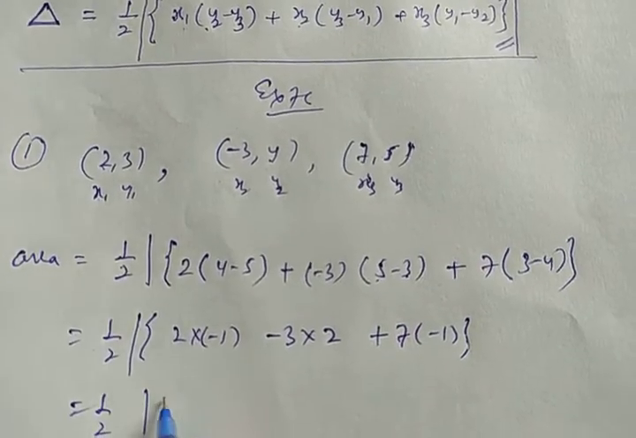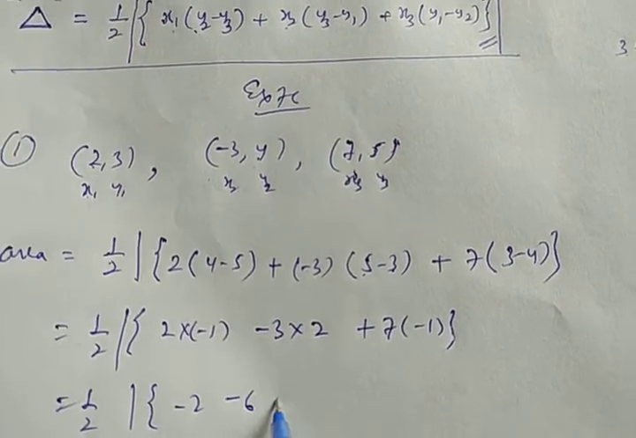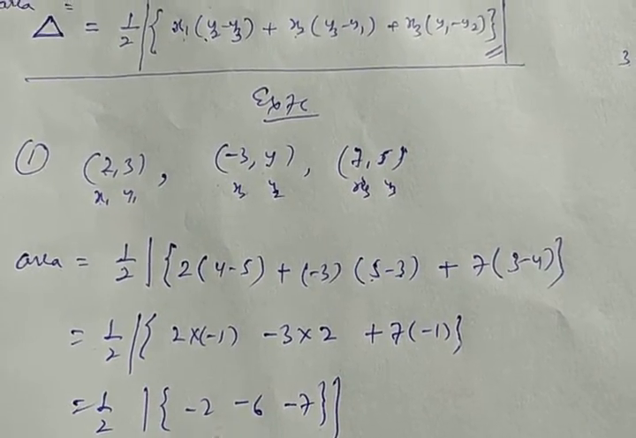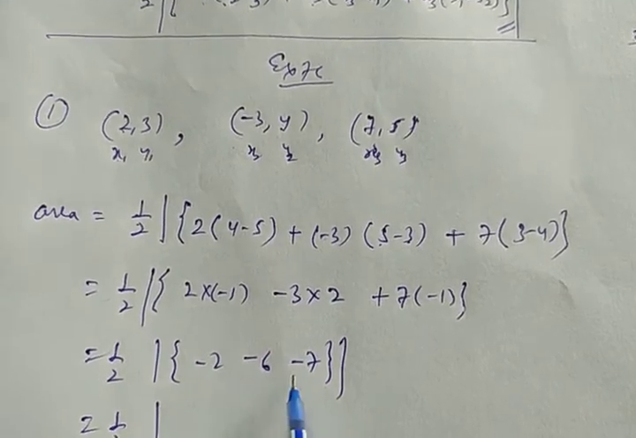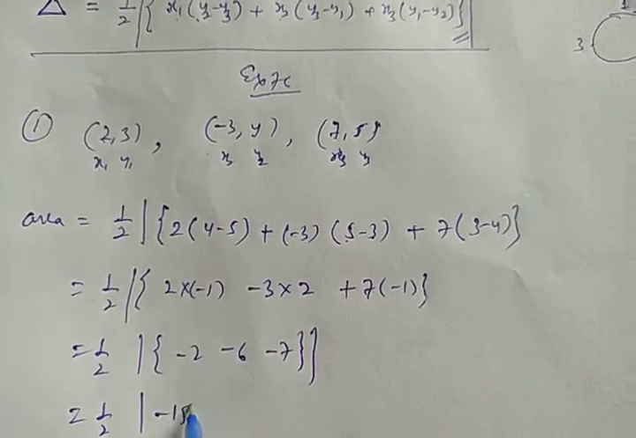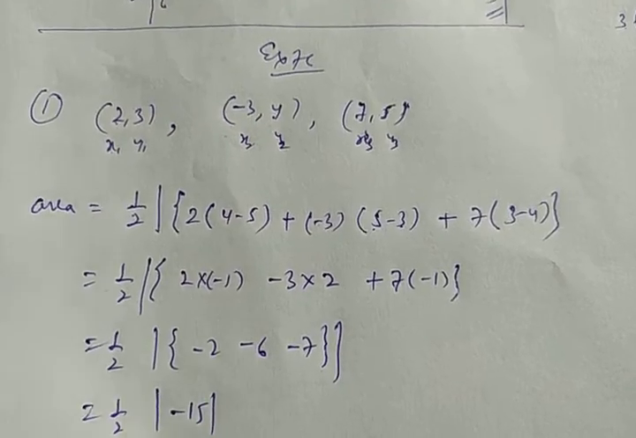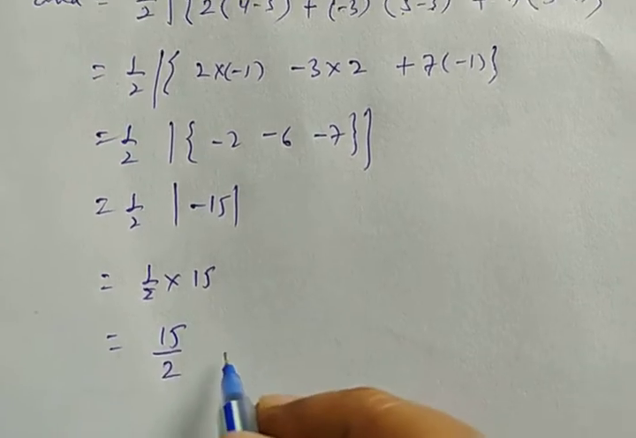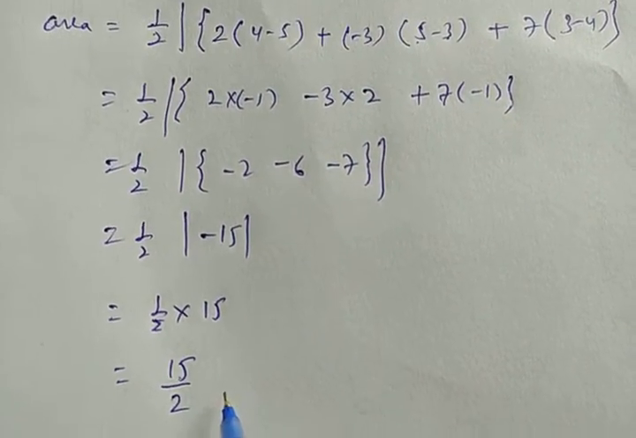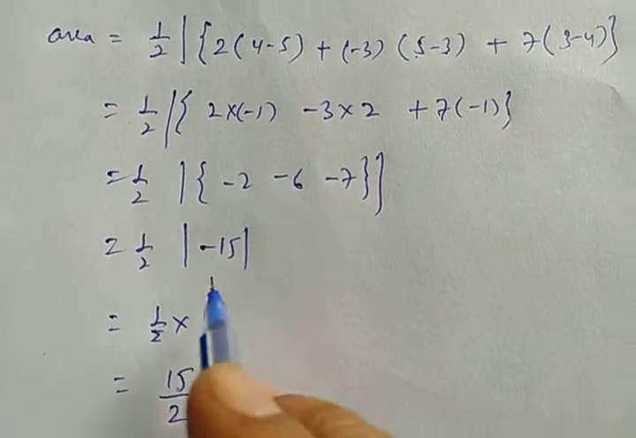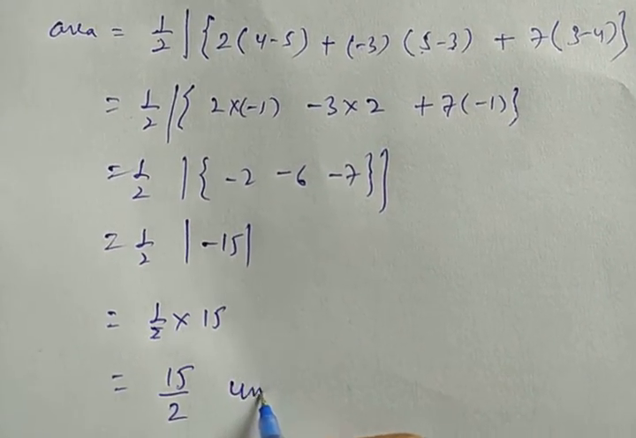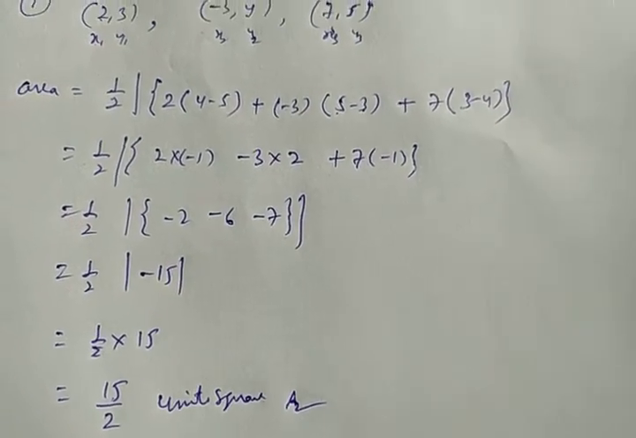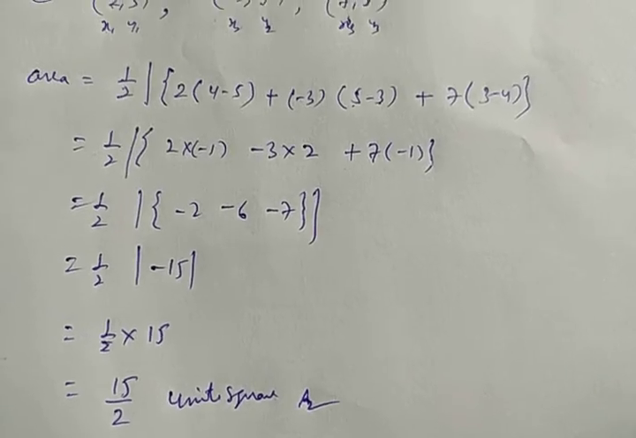1 upon 2 minus 2 minus 6 minus 7, 1 upon 2, this will become 6 and 2 is 8, 8 and 7 is 15, minus 15, 1 upon 2 into 15. Mod of minus 15 would be 15. Simply 15 upon 2 is the area. The unit of area is centimeter square or meter square etc., but if the unit is not given, then you will write unit square. This would be the answer: 15 by 2 centimeter square.